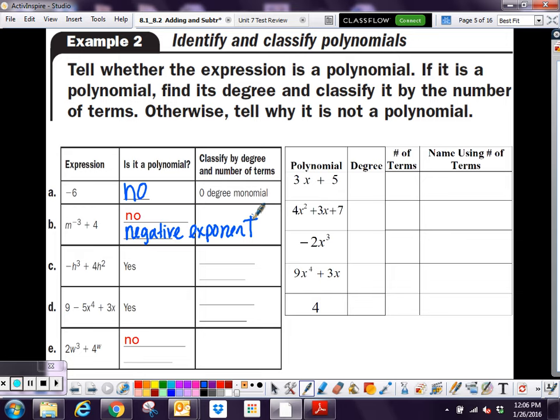Okay, if you look at negative h cubed plus 4h squared, yes. Okay, we're not going to classify these by the degree, but we are going to say there's a special name for some of these. I could call this a polynomial, but because there are 2 terms here, we can actually call this a binomial. So 2 terms, you can also call it a binomial. So looking at this next one, notice it has 3 terms. So what do you think that's called? A trinomial.